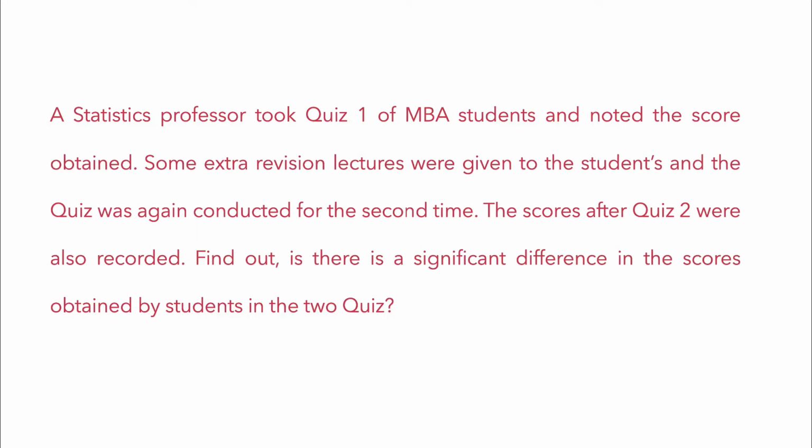After this, the professor took some extra revision lectures of these students and a quiz was again conducted for the second time with the same 20 students only. The scores after quiz 2 were also recorded for each student. Now the question is that we need to find out, is there a significant difference in the scores obtained by students in the two quizzes? Means, were these extra revision lectures effective?